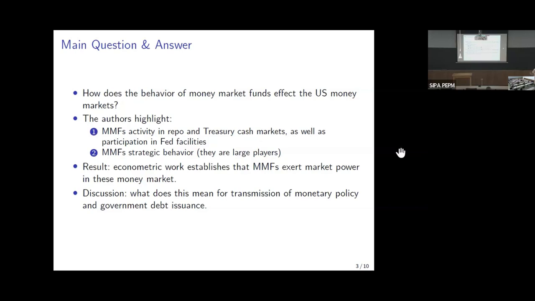I think people thought of these guys as being more passive before. So I think it's very exciting. So they had this approach. What's the goal of it? So they write down the model, they write down theory that establishes that these funds have some sort of market power, that they spend money in active repo. Then they have a huge discussion about what this means for the market.